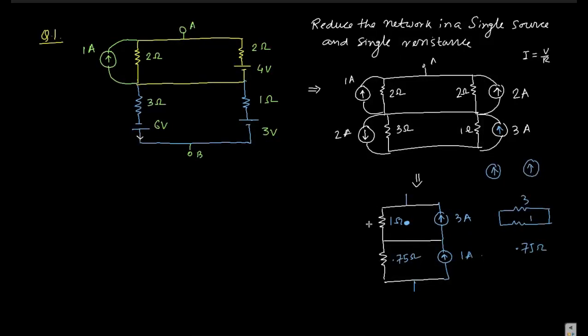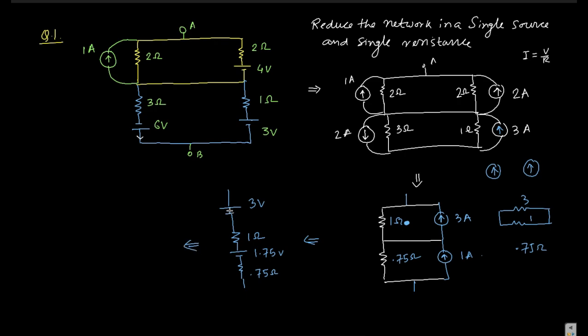Now you can convert this into the equivalent voltage source. So I is 3 and R is 1. What is the magnitude of the voltage source? The magnitude of the voltage source is 3 volt, 3 into 1, that is V is equal to I into R. The resistance is 1 ohm. Now what is the value of the other voltage source? That is 1 into 0.75, that is 0.75 volt, and the resistance is 0.75 ohm.